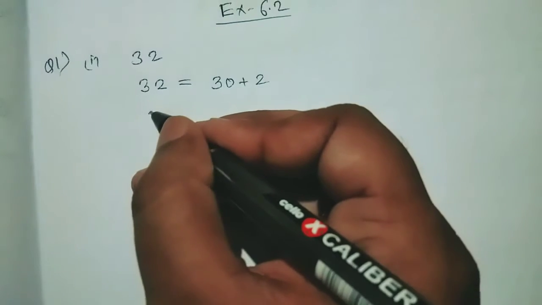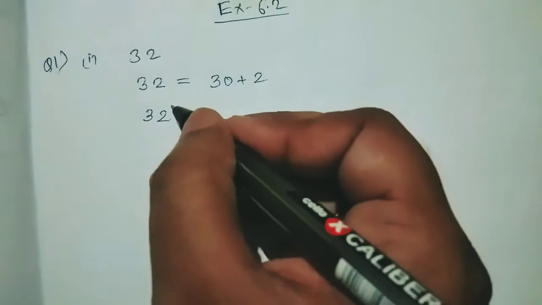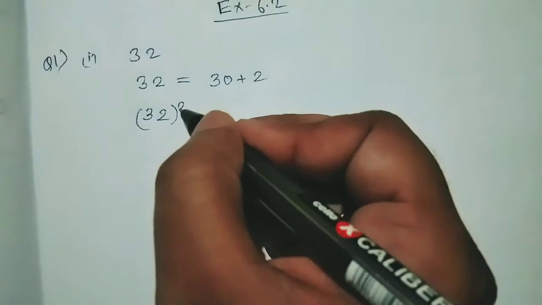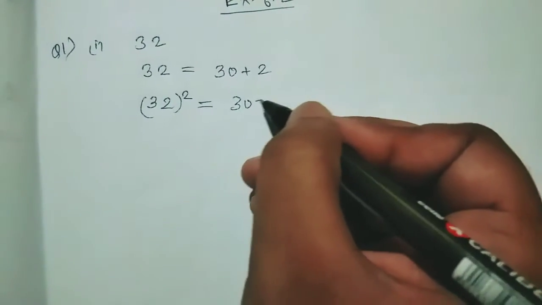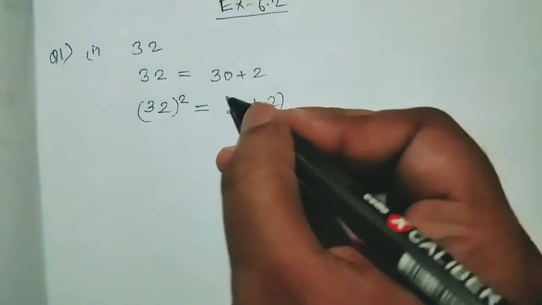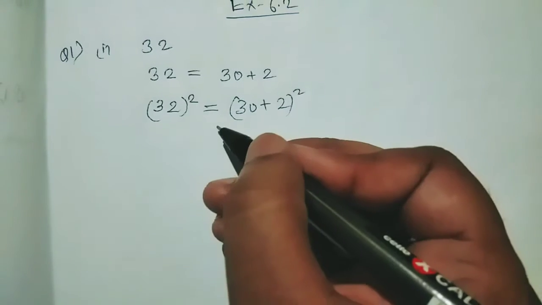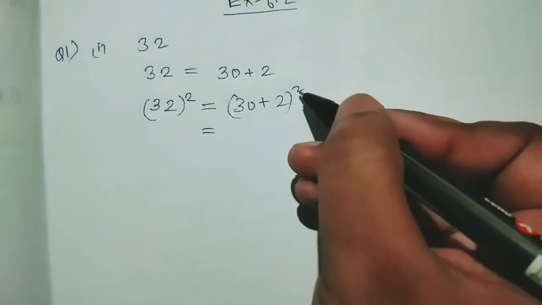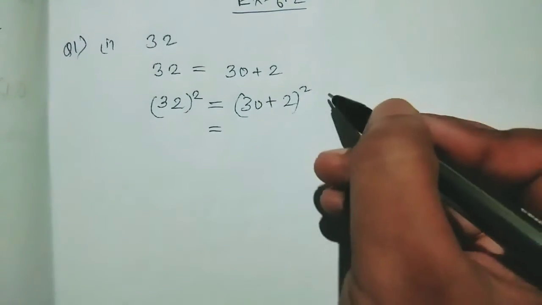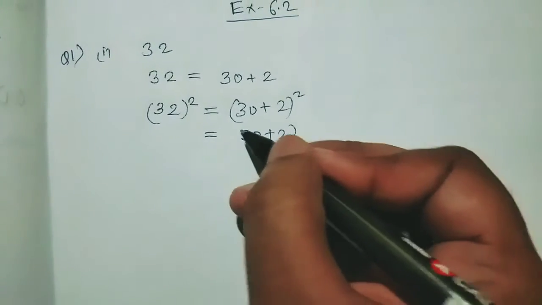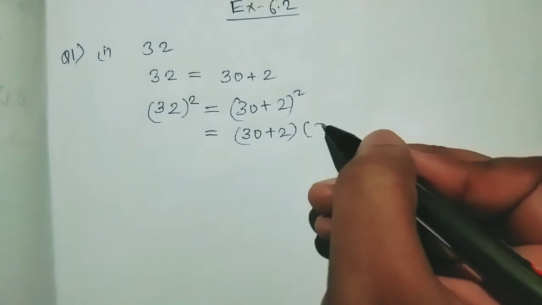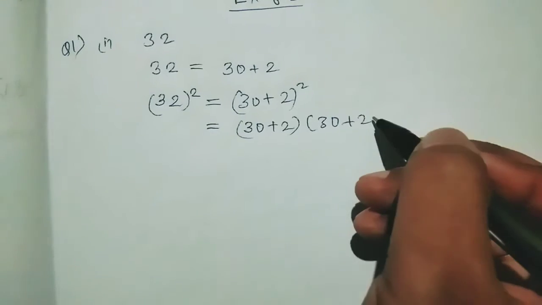Now you will do what? You will do the squaring on both sides. You have to put square on both the numbers, in this way. Now what to do? Square means what? You can write the number 2 times. So now you will write this number 30 plus 2, again 30 plus 2, 2 times in this way.